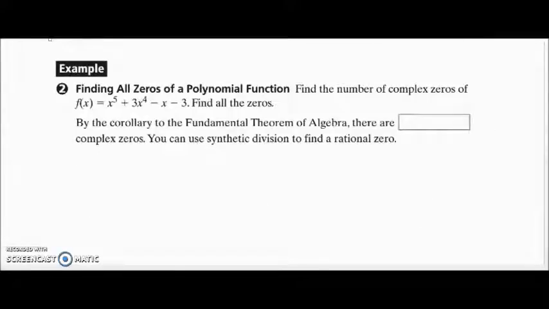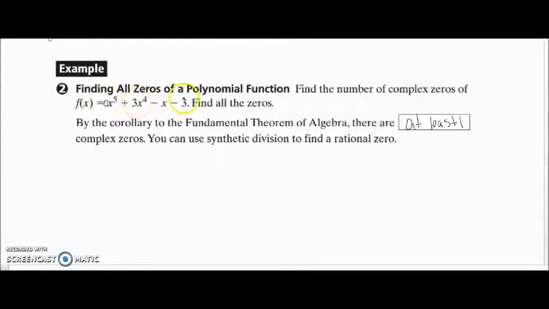All right, let's go ahead and take a look at our last example for 6-6. This time, not only are we going to find the number of complex zeros, but we're going to find all the zeros. It says by the corollary of the fundamental theorem of algebra, there is at least one complex zero. Okay, so we're going to use synthetic division to find the rational zeros. But first we need to figure out what the possible rational zeros are.